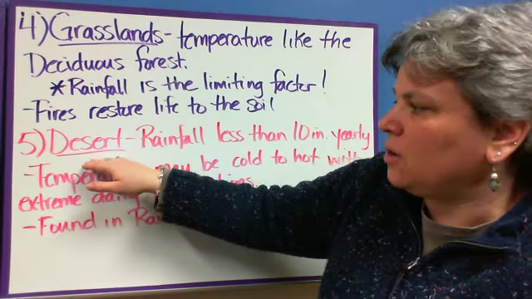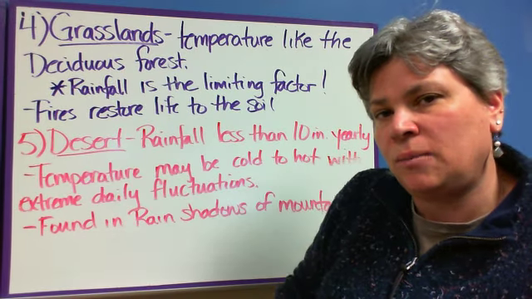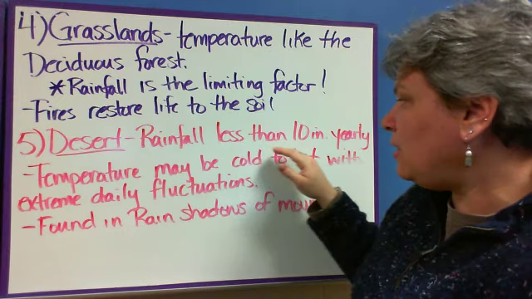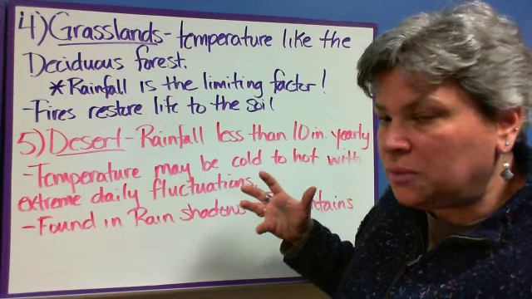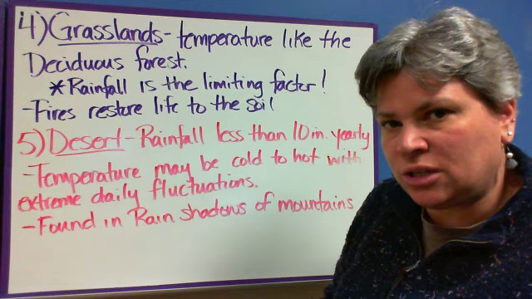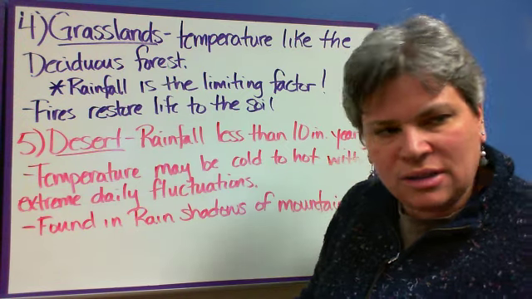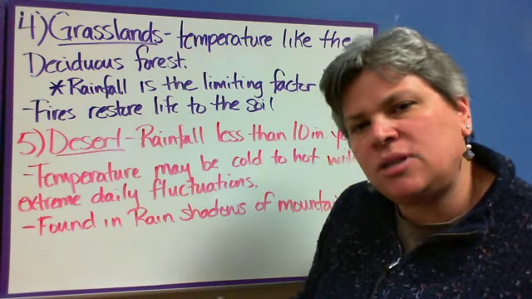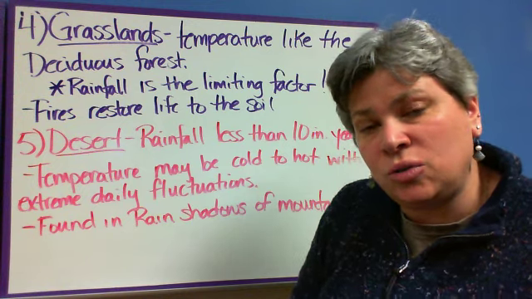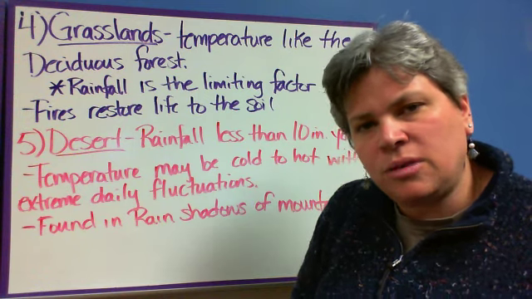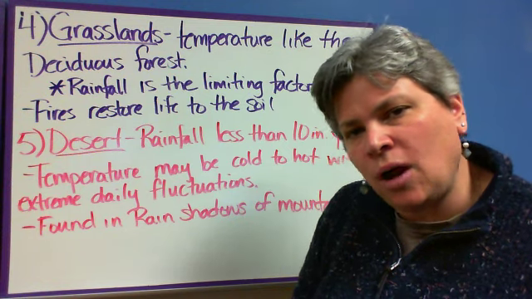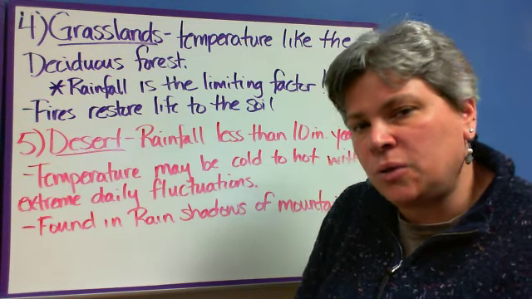The next step down would be to go to our desert. So now we've gone from cold and dry in the tundra to warm and dry in the desert. The rainfall is less than 10 inches annually, so very similar there. Temperatures may be cold to hot with extreme daily fluctuations. Why is that? When the sun is out during the day, it is so hot outside. But when the sun goes down at night, it cools off so much. Remember, land has a tendency to heat up very, very fast, but then it cools down almost as quickly, if not faster. So you can get super hot temperatures during the day and very cool temperatures at night.